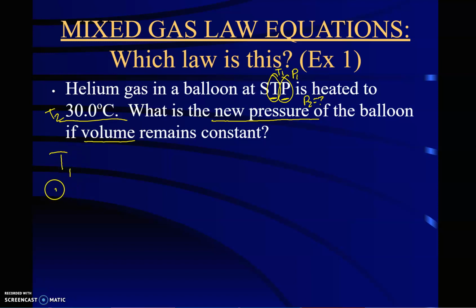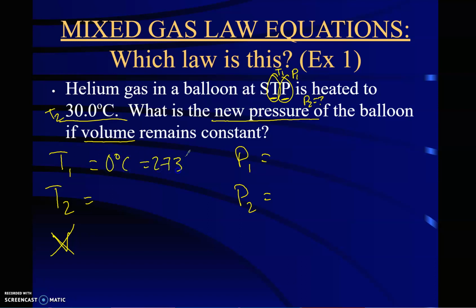So I have two temperatures, T1 and T2, and I have P1 and P2. And it says my volume is constant, so I don't really need to worry about the volume because it's not directly involved. So if T1 is standard temperature, that's going to be 0 Celsius or 273 Kelvin. Then I have T2 at 30 degrees Celsius, which if I add 273 to that is 303 Kelvin. P1 is atmospheric pressure of 1 atmosphere in our standard conditions, and we're looking for P2.